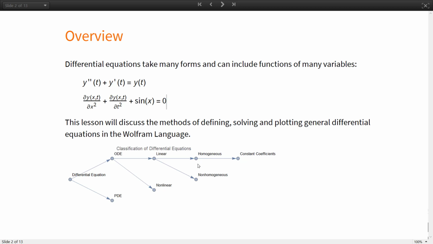The graph here is a guide for how one can classify a differential equation. We can first classify the equation as an ordinary differential equation, such as the first equation up here, or as a partial differential equation, such as the second equation. We can then classify the equations as linear or nonlinear, homogeneous or non-homogeneous, and so on. We'll define these terms in this lesson.